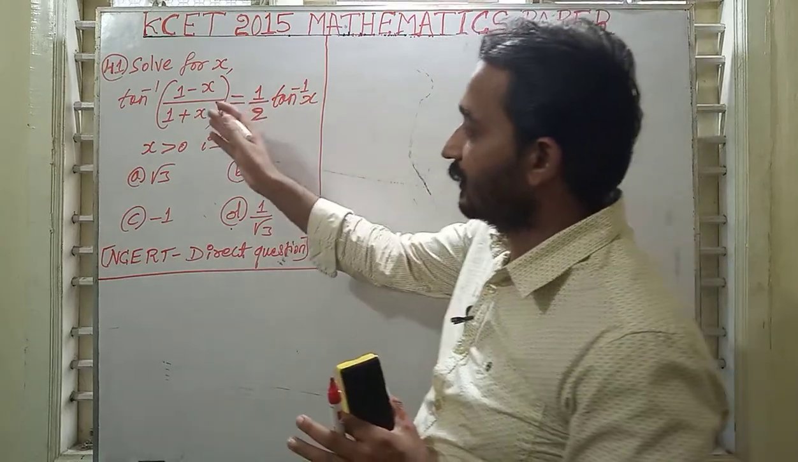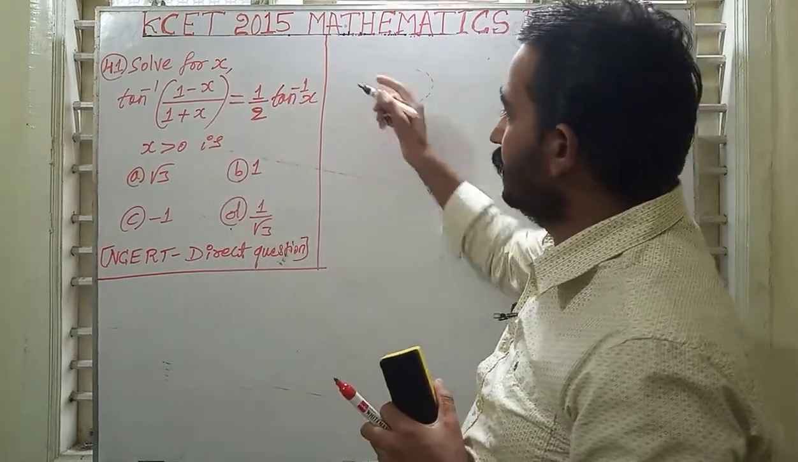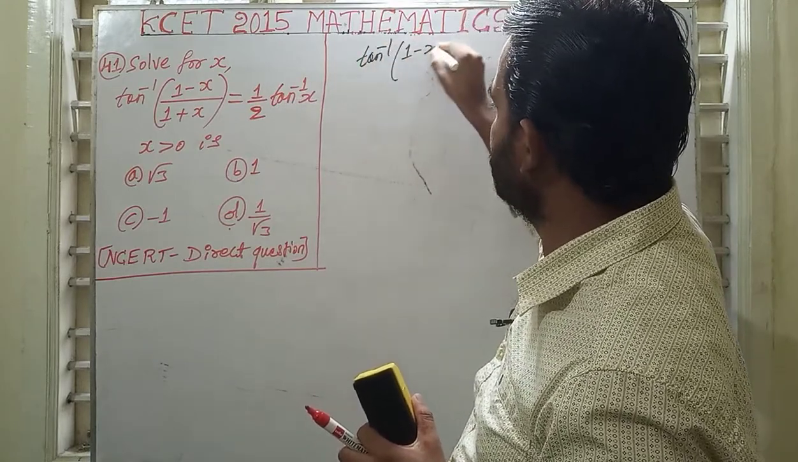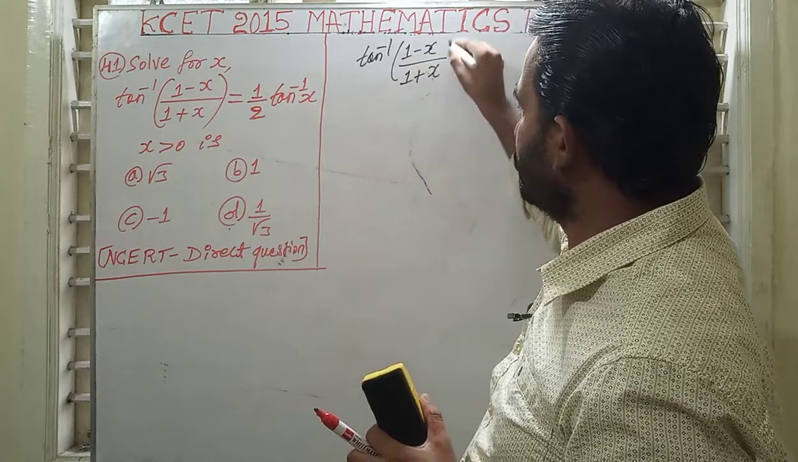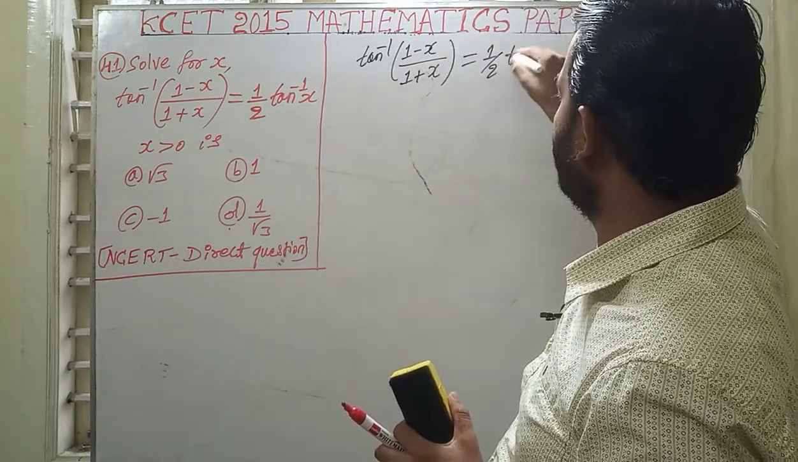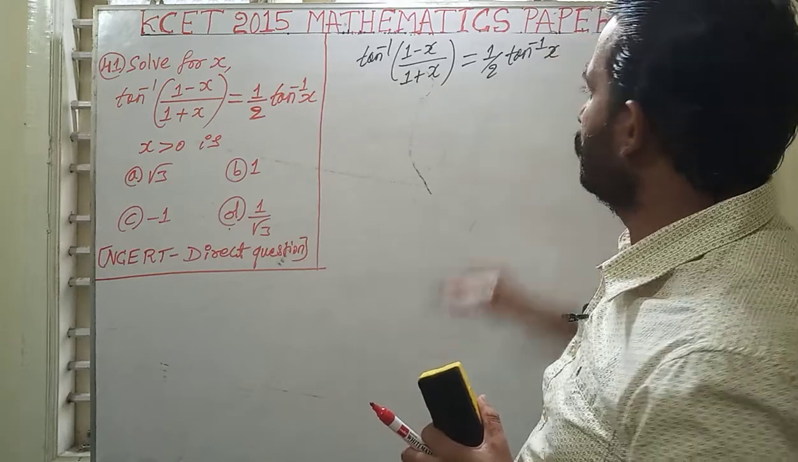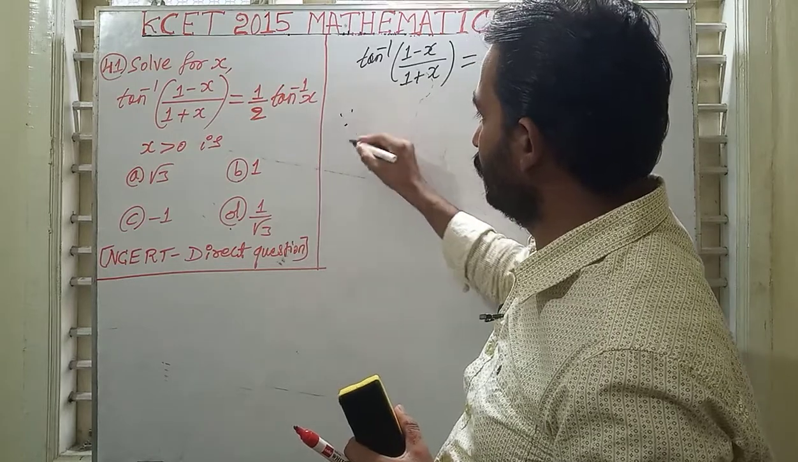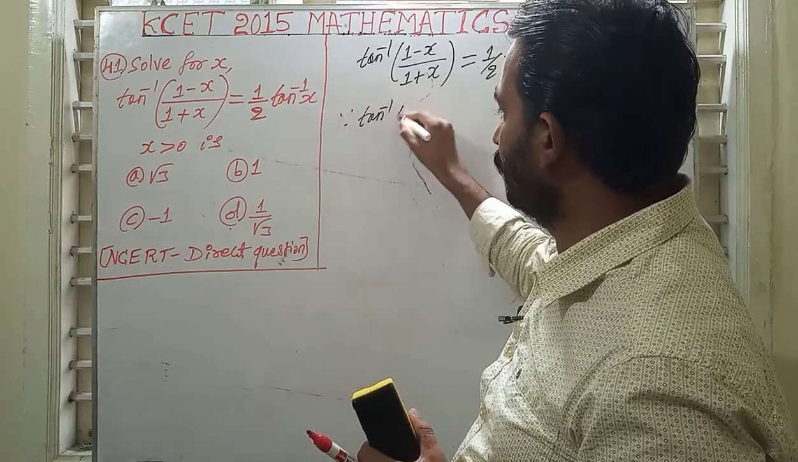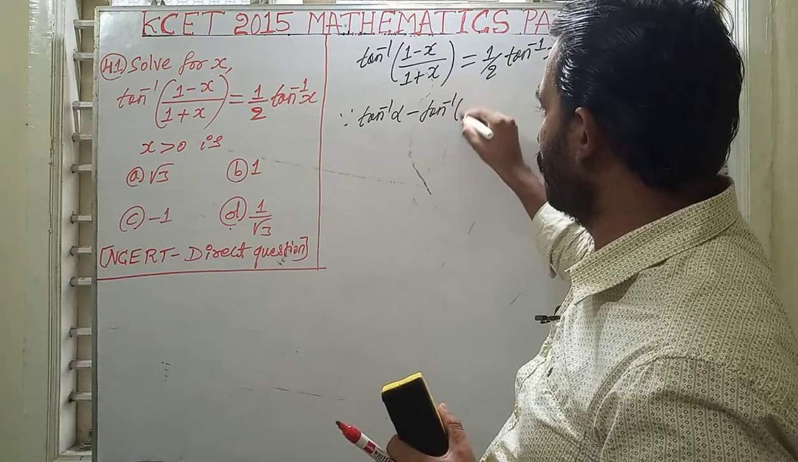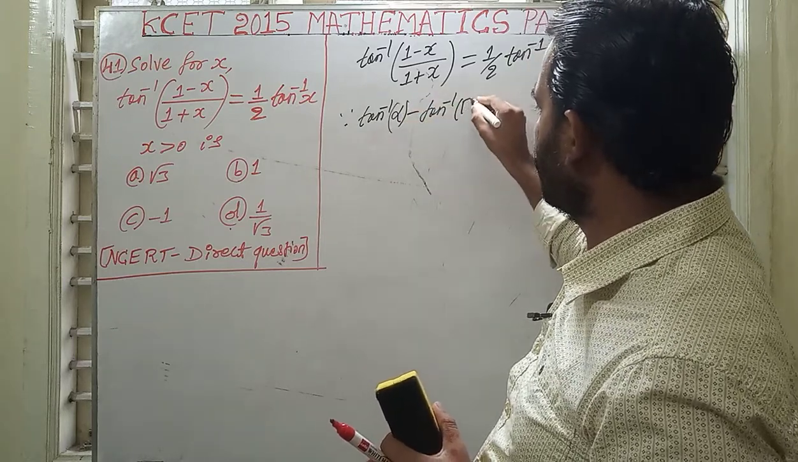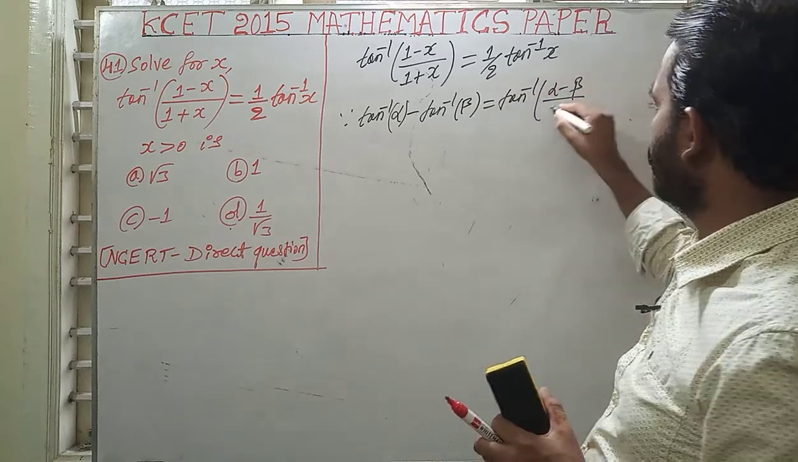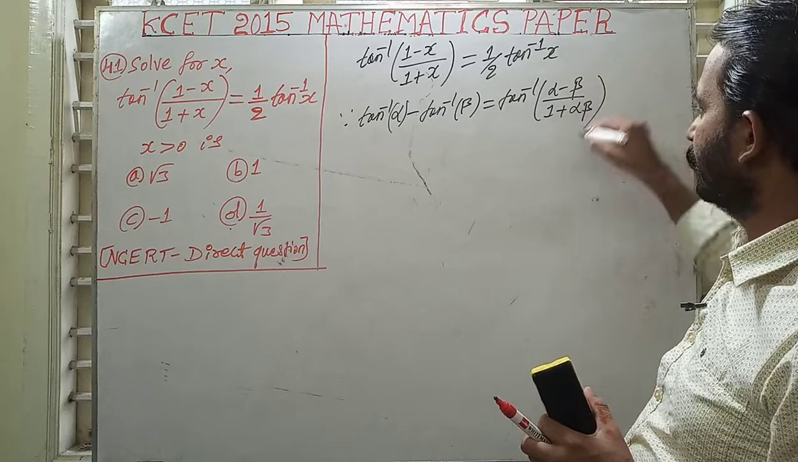So let us take the given equation. In this case, what is the given equation? Tan inverse of (1 minus x) divided by (1 plus x) is equal to 1 by 2 into tan inverse x. Solve this equation by using one formula. We know the formula tan inverse alpha minus tan inverse beta is equal to tan inverse of (alpha minus beta) divided by (1 plus alpha into beta).